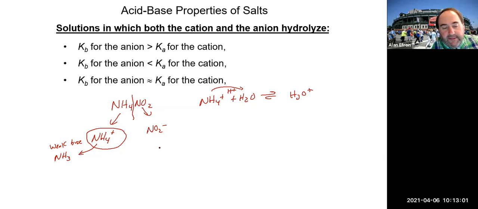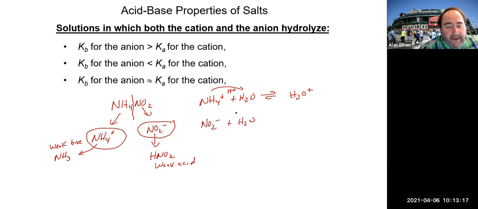Our NO2 minus most likely came from HNO2, which is a weak acid, which means it also would go through hydrolysis. When it goes through hydrolysis, it would act as a base and accept the H plus and produce some hydroxide. So now you have a salt, unlike the ones that we've done before, where both parts of the salt could actually go through hydrolysis.